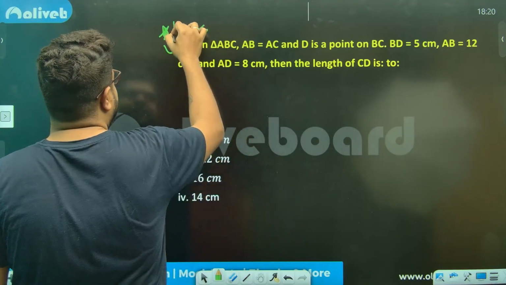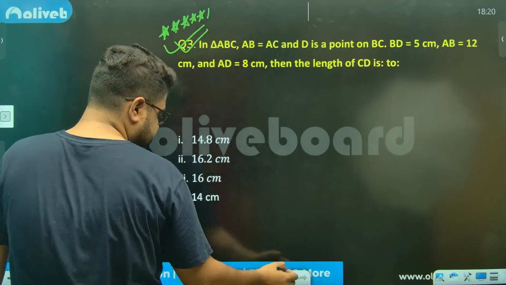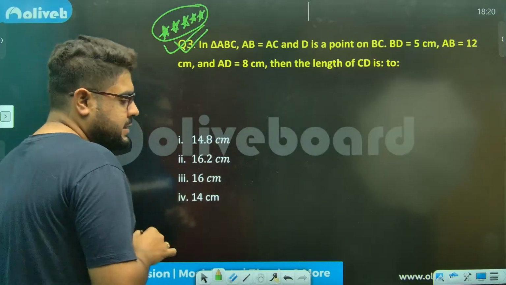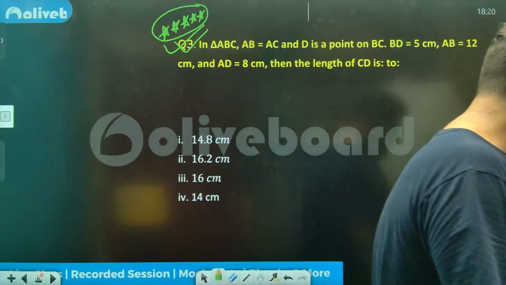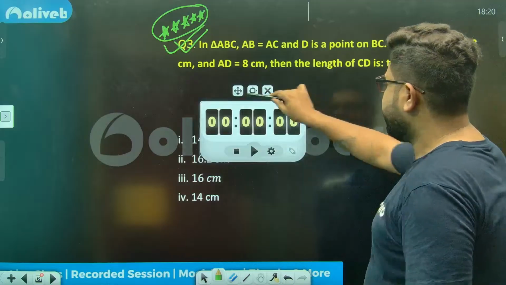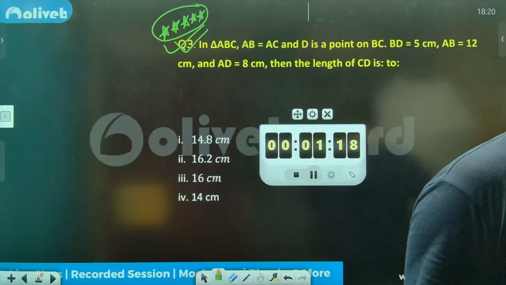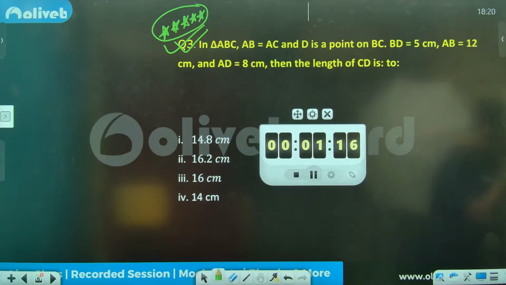It's a very, very good question. This exact type has been repeated at least 3 to 4 times in the last few years after COVID. Let's see how many of you can give me the right answer directly. I'll show you a couple of methods. I'm giving you 1 minute 20 seconds. Do it as quickly as possible. This is a very important question.